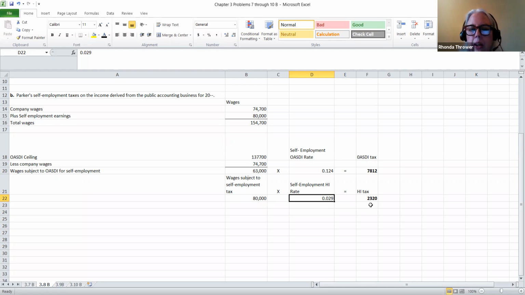$80,000. Now, if the total earnings for this employee for HI had gone above 200,000, which it didn't, the total earnings were 154,700. If they had gone above 200,000, the amount of wages above 200,000 are subject to an extra 0.9% on those wages. And that 0.9% would be doubled because it's self-employment tax. And so it'd be 0.18%.